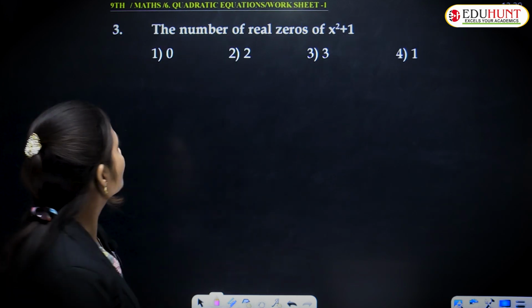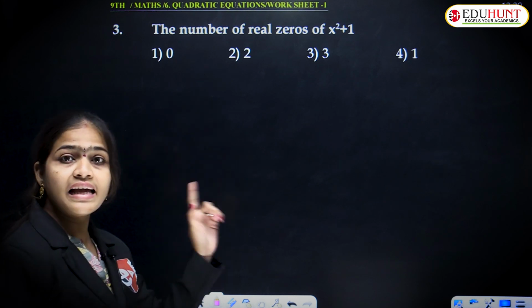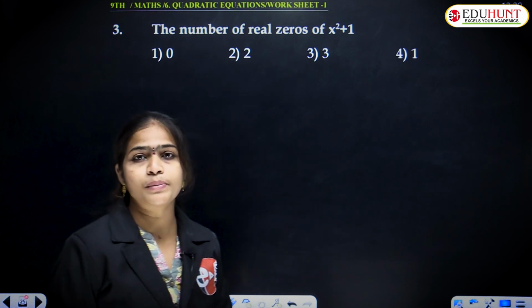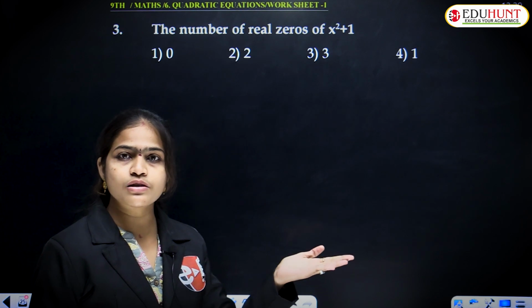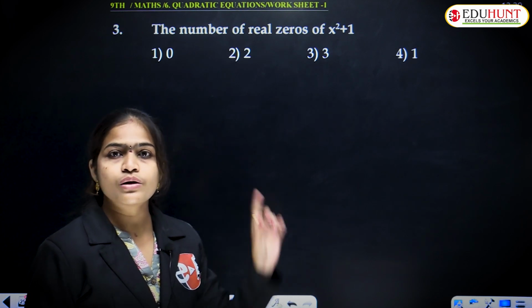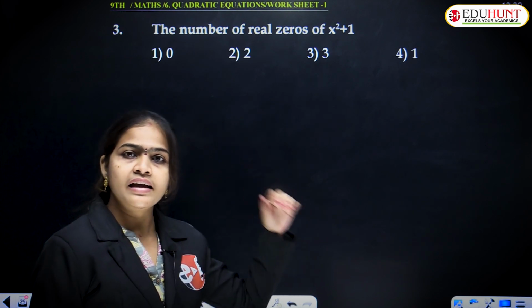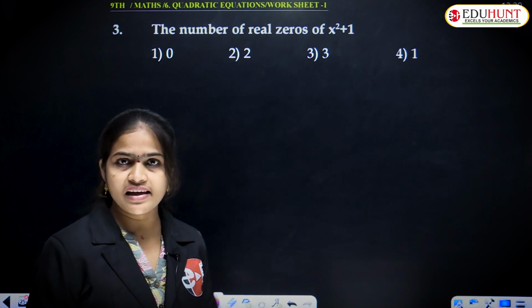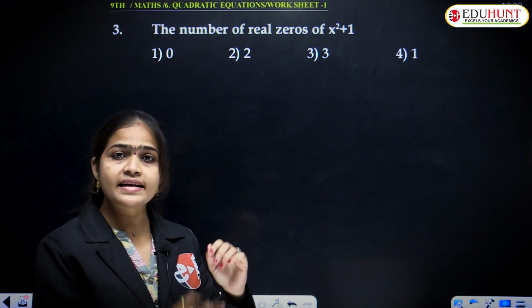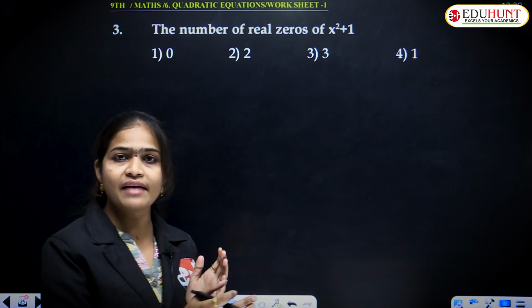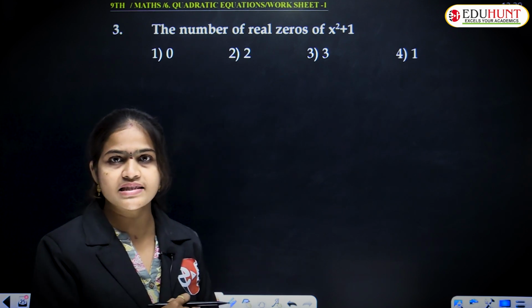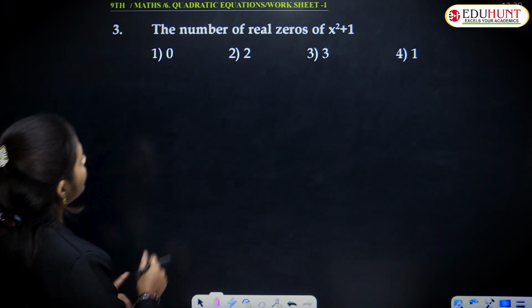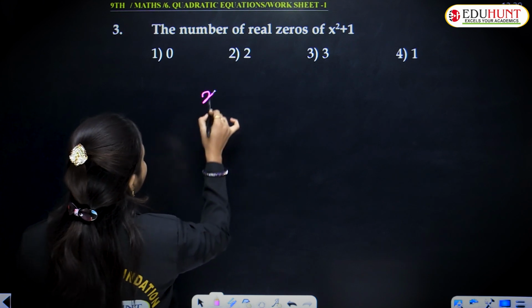Third one. What is that? The number of real zeros of x square plus 1. Real zeros means real roots. We already know the difference between real roots and imaginary roots. A quadratic equation has either real roots or imaginary roots. That depends on the nature of roots, which we will discuss. So what is the given expression?